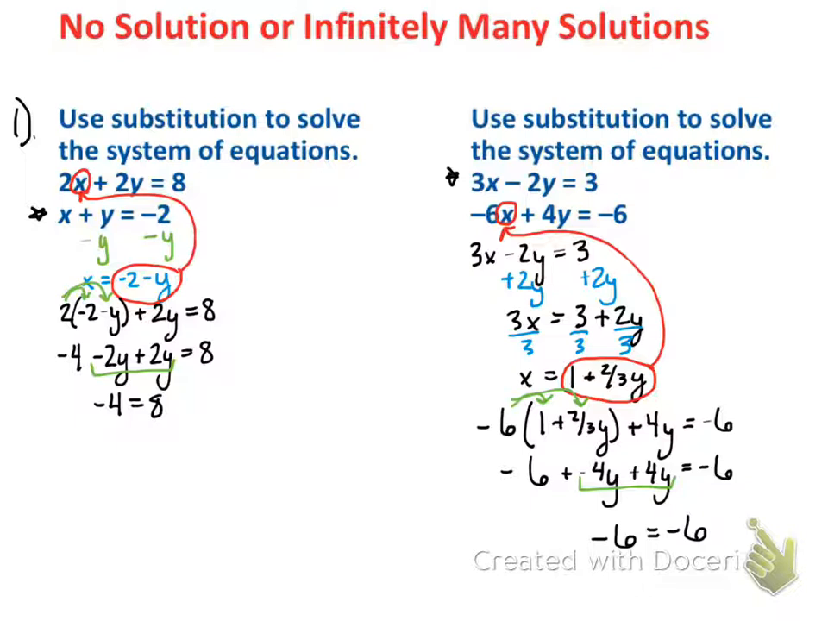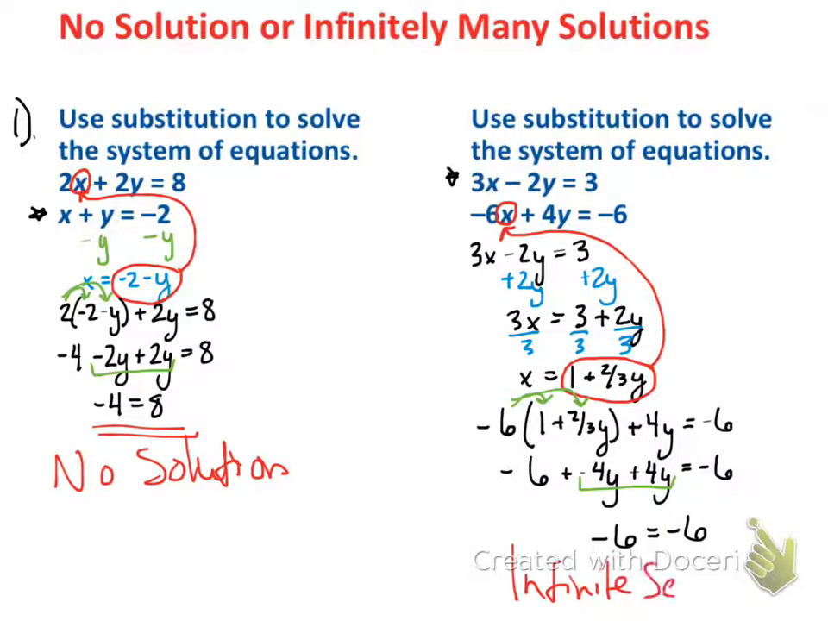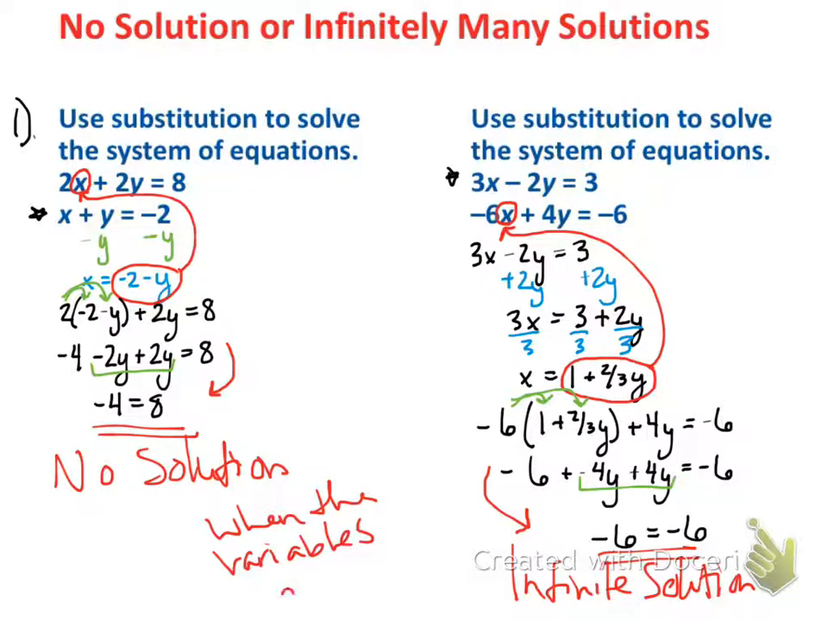All right, so which is which? What do you guys think? Which one is no solution and which one is infinite solutions? Drum roll, please. No solution, because they are not equal. Infinite solutions, because they are equal. That makes sense, right? Now, what you noticed in these is once you substituted and started solving for that first variable, the variables disappeared. So when the variables disappear is when you will end up with these special solutions.